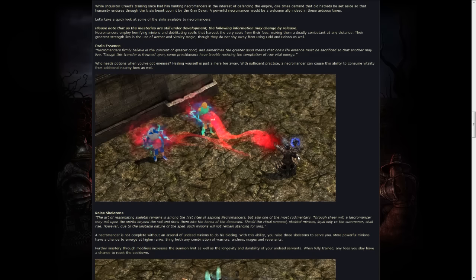So Raise Skeletons, of course, is coming to this class. There are going to be 2.5 summons for this character. Now, in reading this, it says, the art of reanimating skeletal remains is among the first rites of aspiring necromancers, but also one of the most rudimentary. Through sheer will, a necromancer may call upon the spirits beyond the veil and draw them into the bones of the deceased. Should the ritual succeed, skeletal minions loyal only to the summoner shall rise. However, due to the unstable nature of the spell, such minions will not remain standing for long. So this sounds like a command version of the skeletons in the Revenant tree.